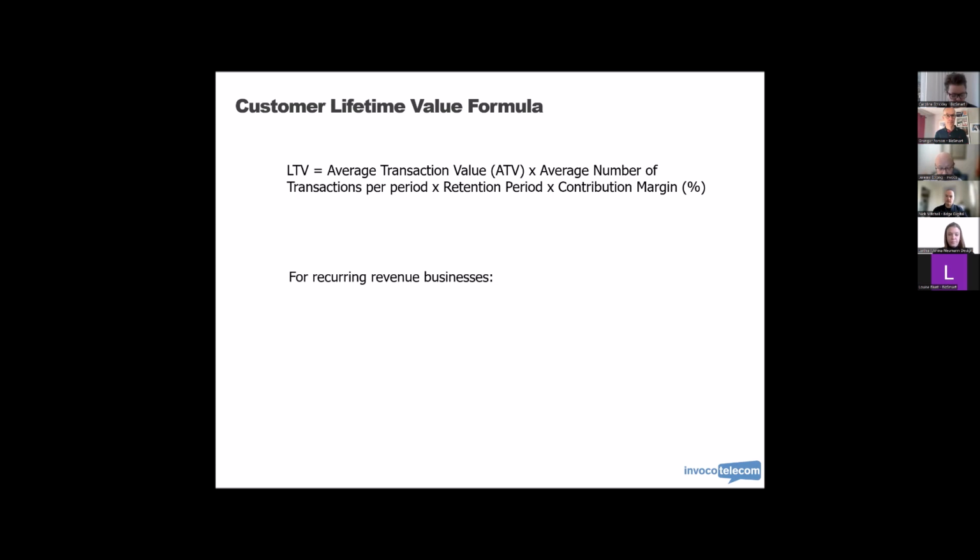Fortunately, working with Kevin, we've realized for recurring revenue businesses, there is a different formula, which is the average monthly recurring revenue per customer times the contribution margin divided by churn rate. Now, at that point in time, churn rate wasn't something that we were actively measuring, but it was something that we could measure. So we started developing systems to do that.